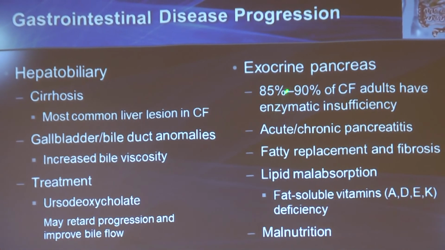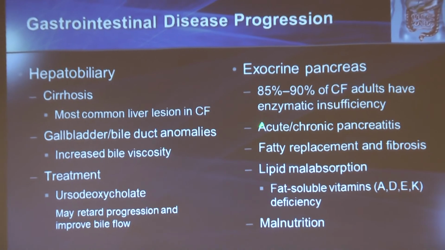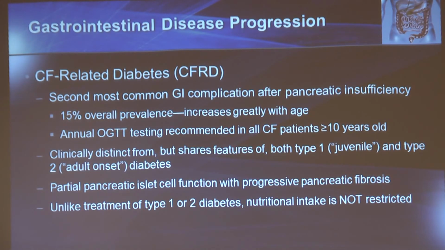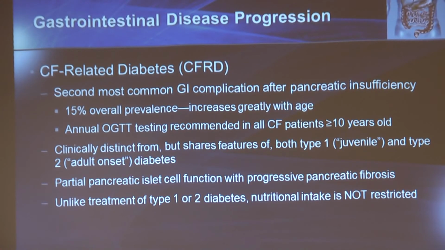The exocrine pancreas, we've really talked about. 90% of patients need enzymes, and we also need to give supplemental fat-soluble vitamins for this problem. What about diabetes? This is really the most frequent GI complication after pancreatic insufficiency. It's age-related, and over time, the treating community has become more aggressive about looking for diabetes early, looking for glucose intolerance, which is a precursor to diabetes.